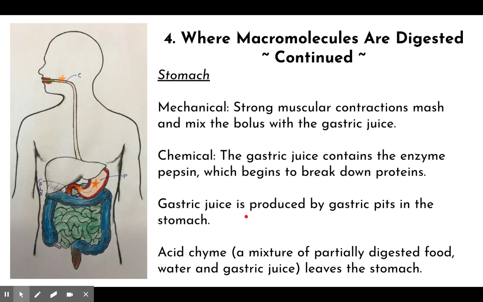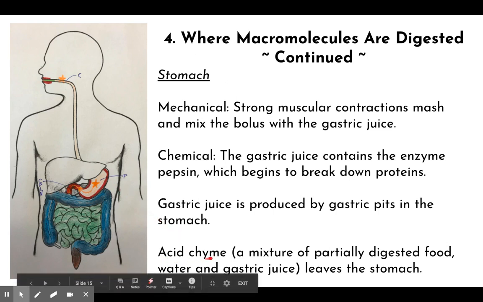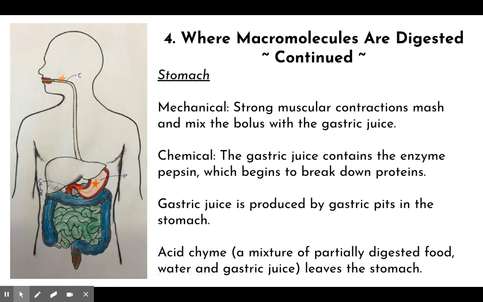Now, the gastric juice is being produced by parts of the lining of the stomach called gastric pits or gastric glands, and it's going to secrete this gastric juice when it mixes with the bolus, the food, and water. It's going to create a substance called acid chyme, and that acid chyme will leave the stomach and head over here to the duodenum of the small intestine. We'll talk more about that later.